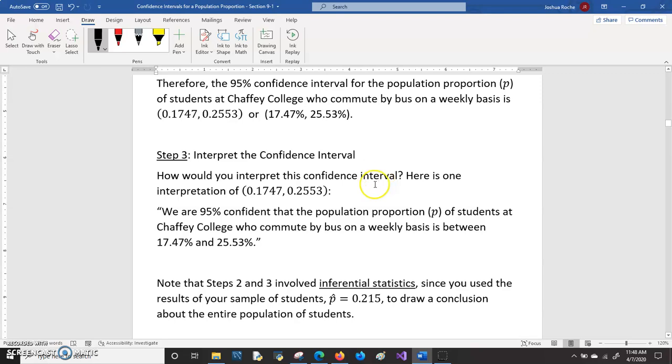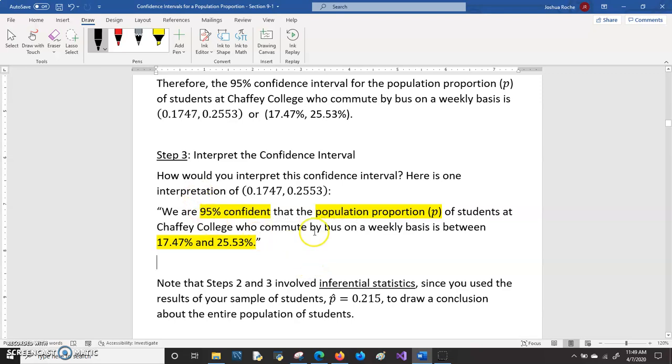How would we interpret this? Well, one way to interpret a confidence interval is something like this. We could say we are 95% confident that the population proportion, p, of students at Chaffey College who commute by bus on a weekly basis is between 17.47% and 25.53%.